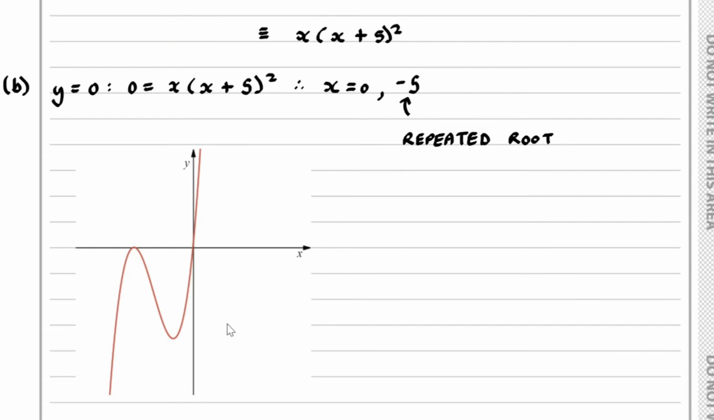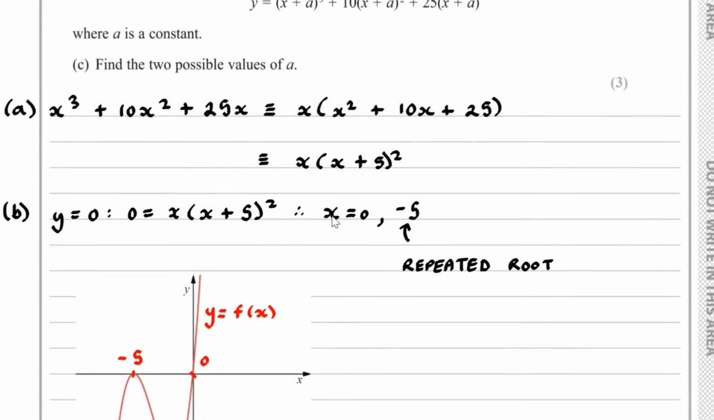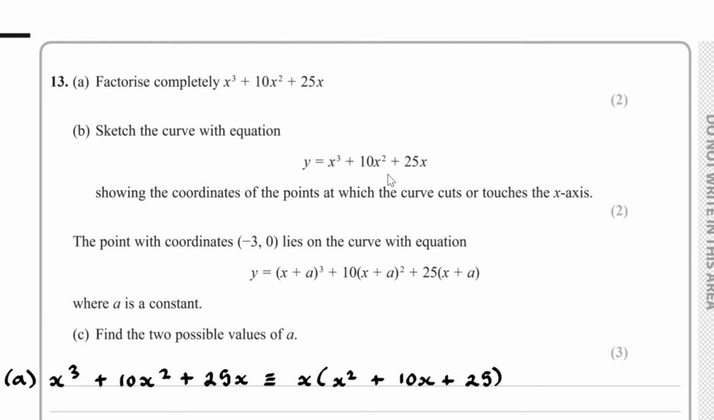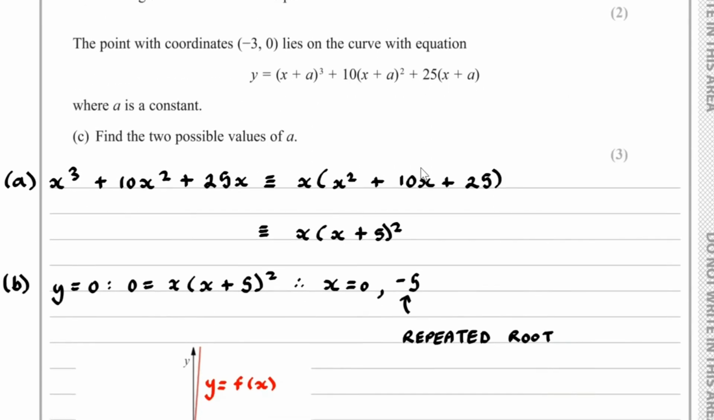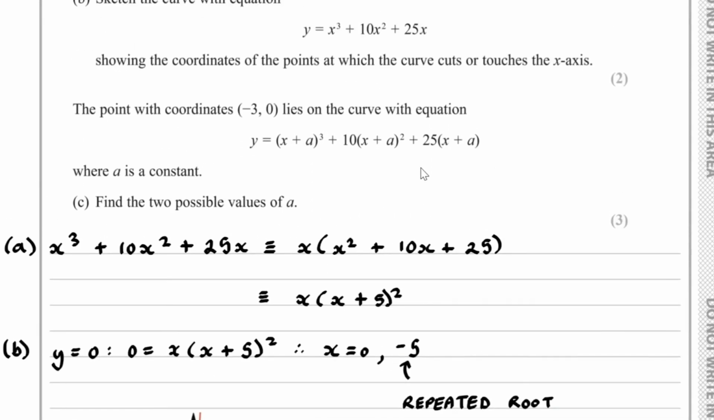Here is a sketch of the graph. We've got the root over here at minus 5, 0. And 0 is also where it crosses the y-axis. Hence we've got the graph of y equals f of x, where f of x is x cubed plus 10x squared plus 25x.